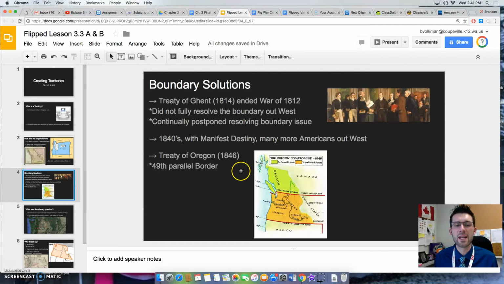Well, finally, in 1846, they settled upon the 49th parallel being the actual border. And this was called the Treaty of Oregon. Now, the Senate ratified this treaty with 41 people voting yay and 14 people voting nay.